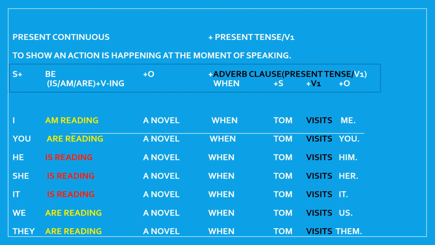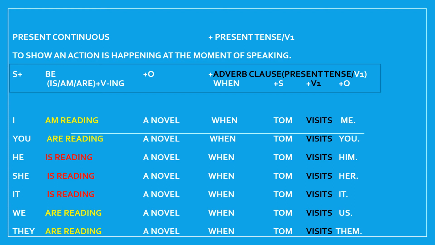Okay, so once again, subject be verb ing object is a clause, is a sentence. When subject verb 1 object is a clause, is a sentence also, but this is called subordinate clause or subordinate sentence. Why? Because this sentence is begun with conjunction when or adverb of time when, not the subject.